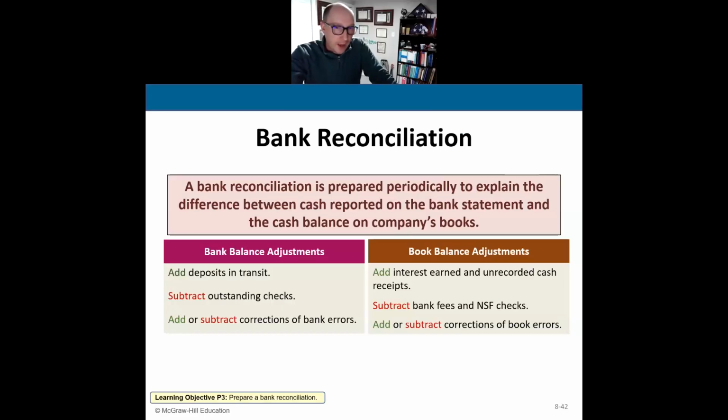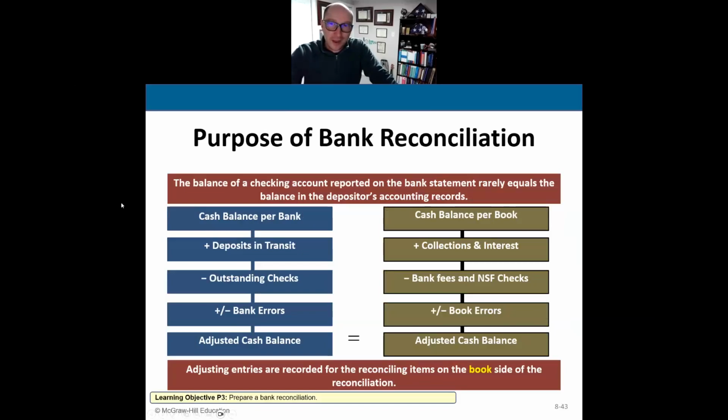On the bank side, deposits in transit need to be added in, minus any outstanding checks that you've written that haven't been cashed yet. That gives you your bank balance. On your book balance side, we've got to add in any interest that we received, minus any bank fees or NSF fees, and that'll equal our book balance. Once we go through that reconciliation process, both the bank and the book should be balanced. That's what a bank reconciliation is.